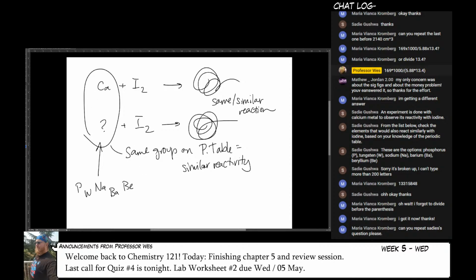Calcium is in group 2. Phosphorus, though, is in group 15, so that doesn't work. Tungsten's in like group 6 or something, so that doesn't work. Sodium's in group 1, that doesn't work. But barium and beryllium are both group 2, so they're all in the same group, so they all have similar reactivity. So that's what that question was asking.